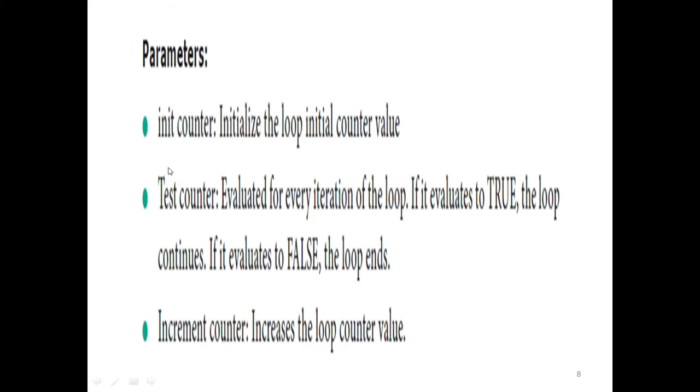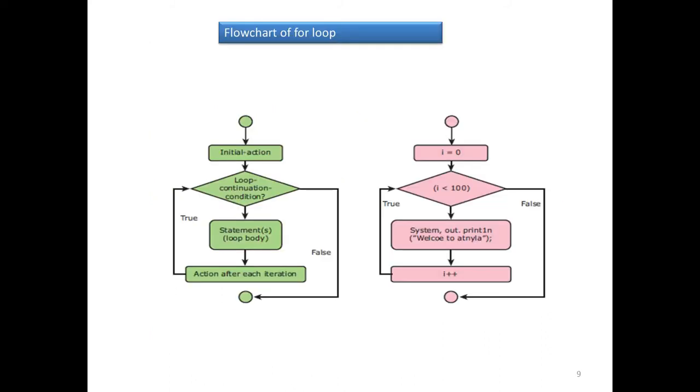In this example, init counter i equal to 1, testing condition i is less than or equal to 5, and then increment i equal to i plus 1. That's all. It is also explained in the for loop flow chart. Initial action, here i equal to 0, loop condition i is less than or equal to 100, statement welcome to, and then action i plus plus like this. Very simple to explain.